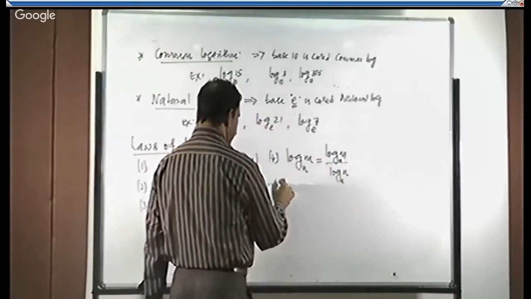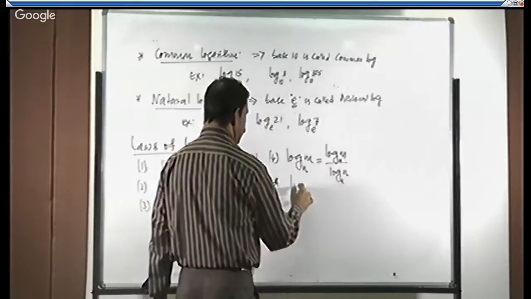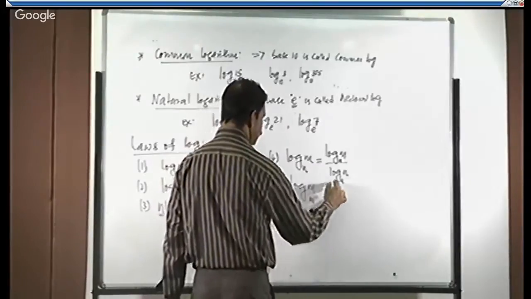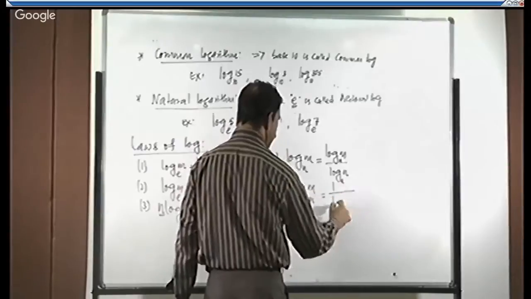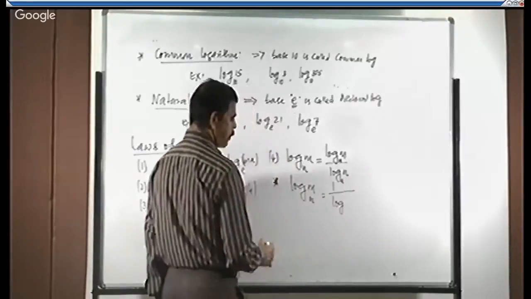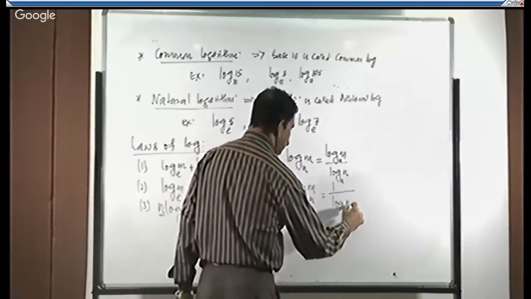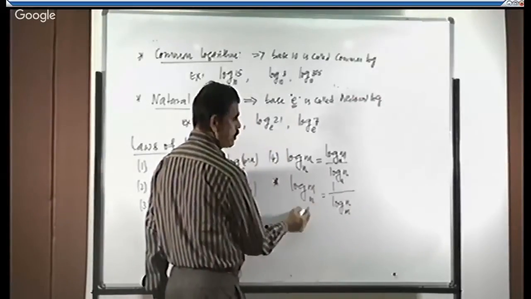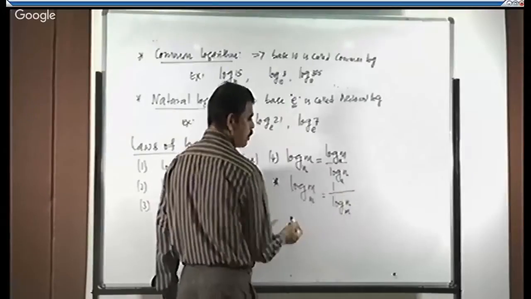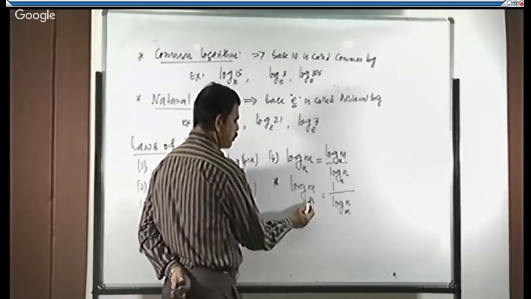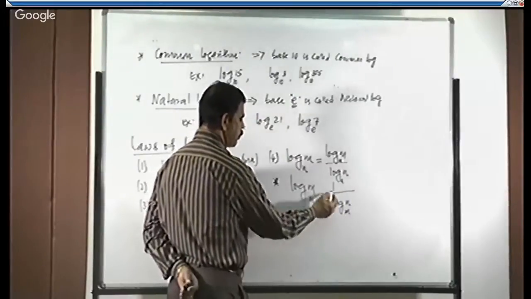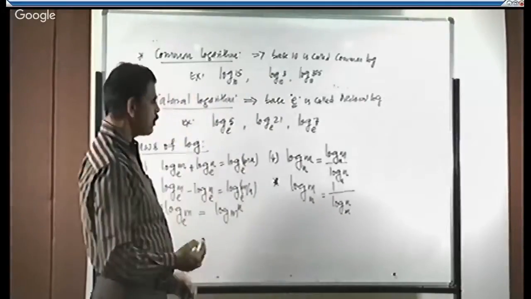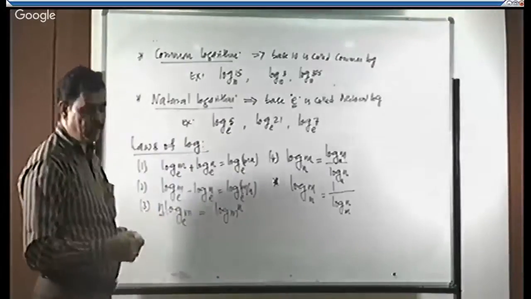With this we can derive log of m base n can always be taken as 1 divided by log of n to the base m. So these will be interchangeable. If I take the reciprocal, what happens? Log m to the base n becomes 1 divided by log of n to the base m. So these are important laws of logarithm.